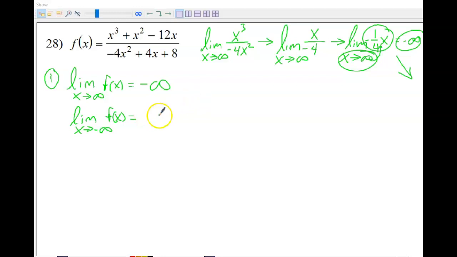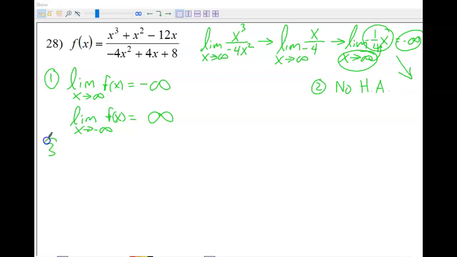So in that case, as we go to the left, it goes up. So for the first one, as we go to the right, it goes down. And as we go to the left, it goes up. So on the left side of my graph, I've got an upward facing arrow, and on the right side of my graph, I've got a downwards facing arrow. Okay, and as I mentioned before, when that happens, that means we have no horizontal asymptotes.